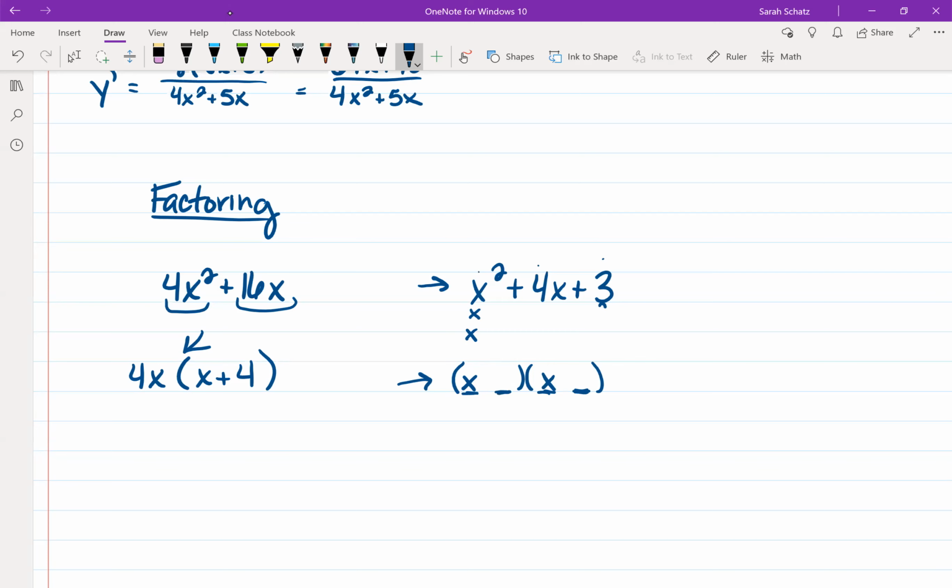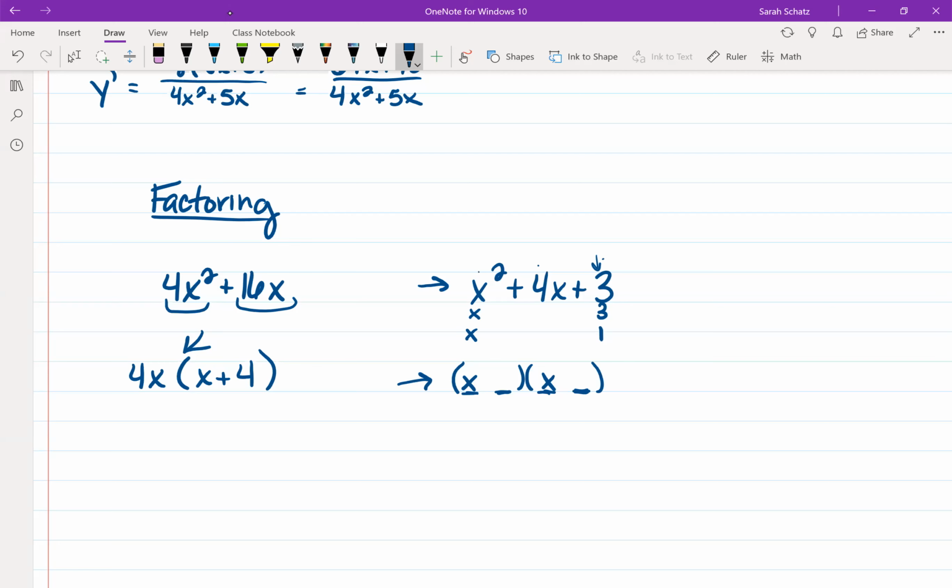You guys, where do the 2 second terms in your binomials come from? They come from factors of your last term up here, of your constant, the one that doesn't have an x on it. So this one's pretty easy because if I try to take factors of 3, I only have one choice. It has to be 3 times 1. But you guys, you're going to notice in some other examples we do, sometimes I have more options on how to break this number up.